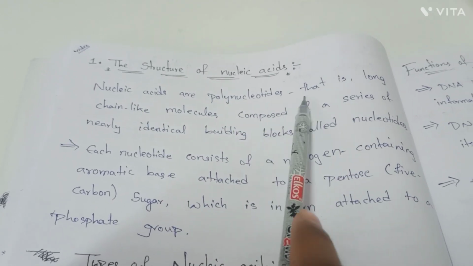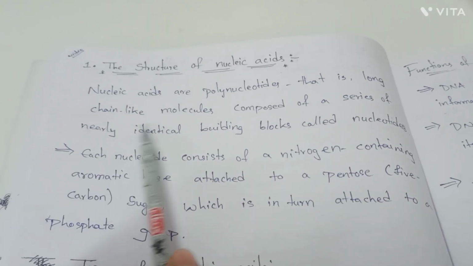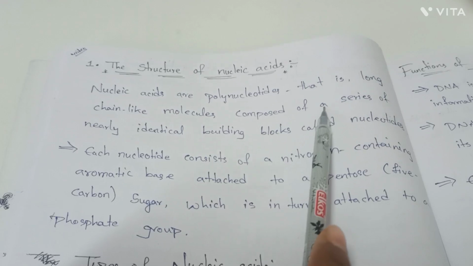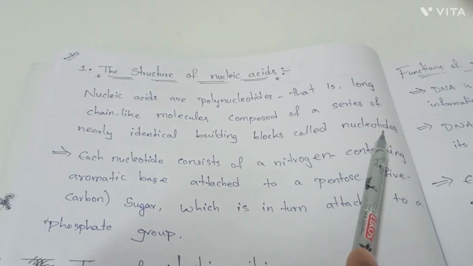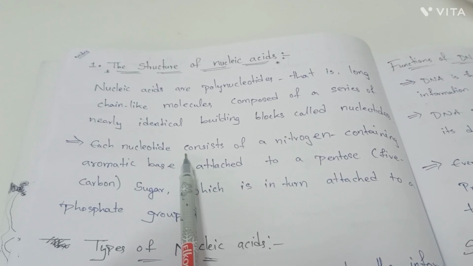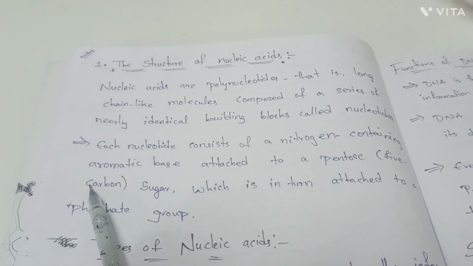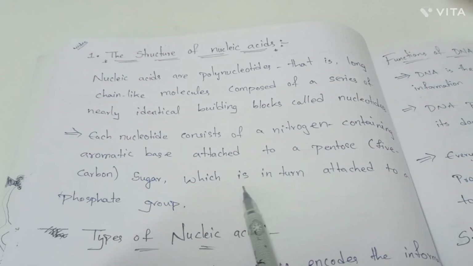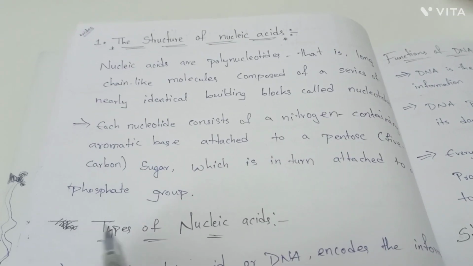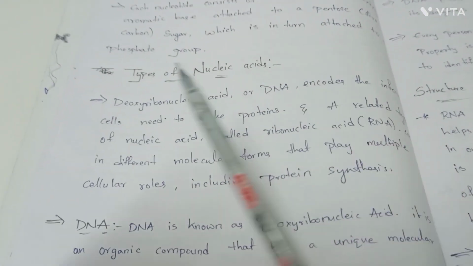Nucleic acids are polynucleic acids, that is, long chain-like molecules composed of a series of nearly identical building blocks called nucleotides. Each nucleotide consists of a nitrogen-containing aromatic base attached to a pentose sugar, which is in turn attached to a phosphate group.